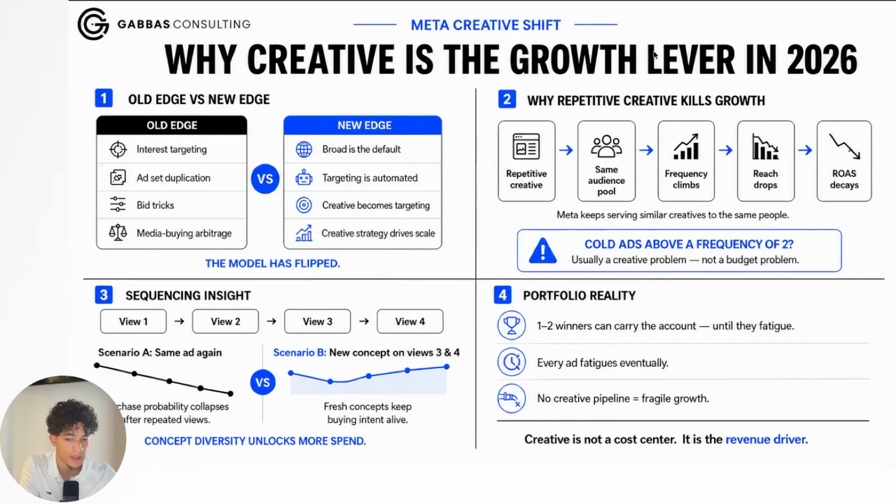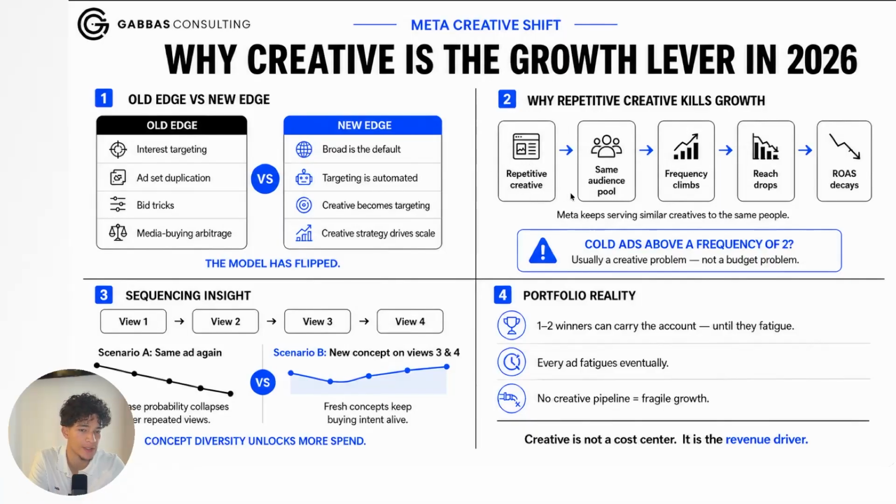And so if you load the same creatives with the same strategy over and over again from your competitors, you target the same people over and over. And so this will kill your account because similar creatives get bundled and served to the same pool. And so this will make your frequency climb, your reach drop, and your ROAS decay completely. And so this is why you have to take a look at the metric of frequency. It should never run above 2. If it does, it's completely a creative problem.